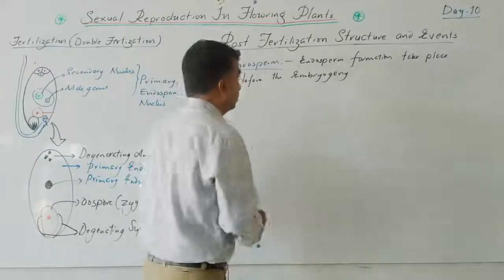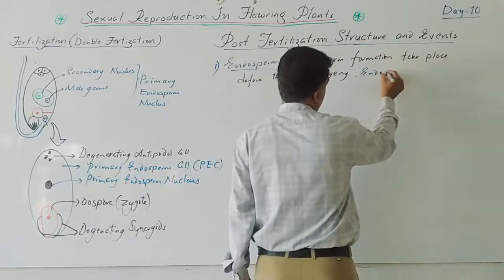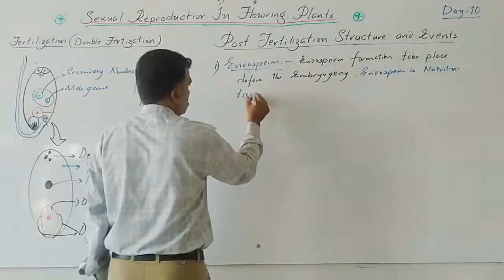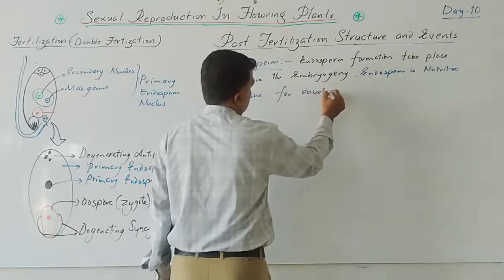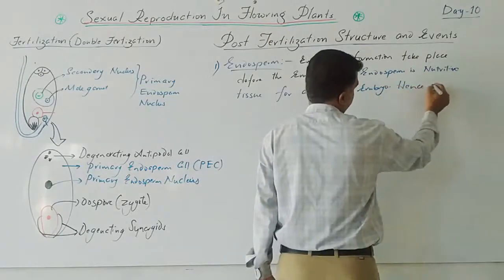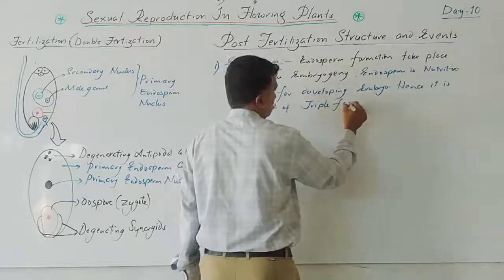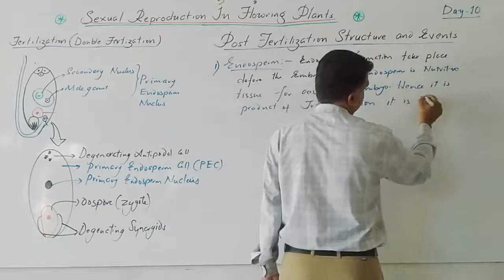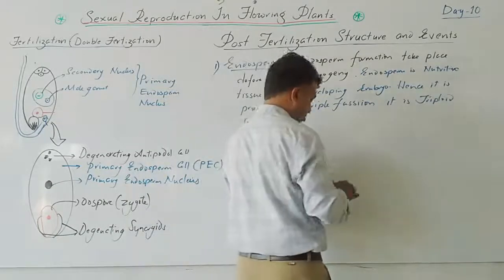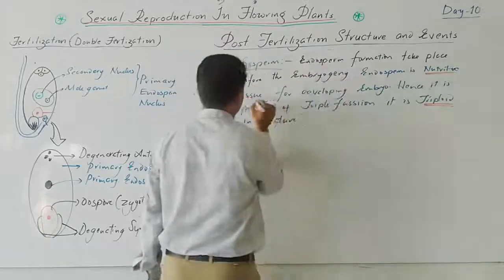So this endosperm is a nutritive tissue for the developing embryo. Hence, it is a product of triple fusion. It is triploid in nature. So it is a nutritive tissue for the developing embryo.